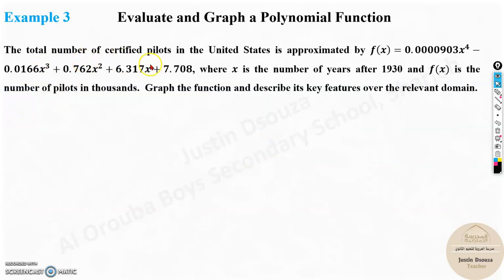The total number of certified pilots in the United States is approximated by f of x equals this old function. It's a huge function where x is the number of years after 1930 and f of x is the number of pilots in thousands. Graph the function and describe the key features over the relevant domain. What this means is they have given this function and told that from 1930 this function can be modeled.